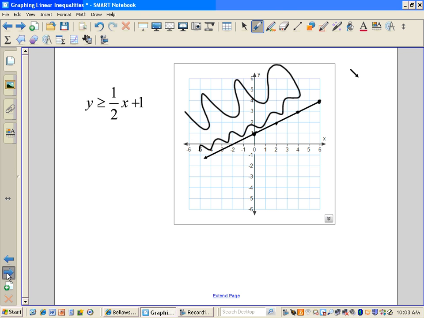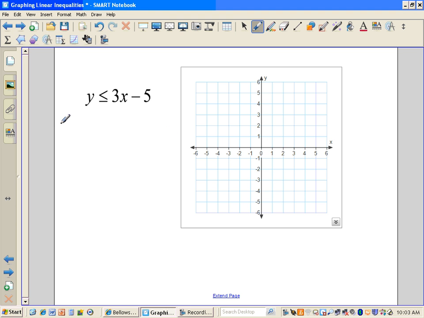Next example. Here we have y is less than or equal to 3x subtract 5. So again, start at negative 5, my y-intercept. The slope is positive 3 over 1, so we're going to go 1, 2, 3, 1, 2, 3, 1, 2, 3. It's equal to this line and everything less than it, so I'm going to grab a solid line right through here.